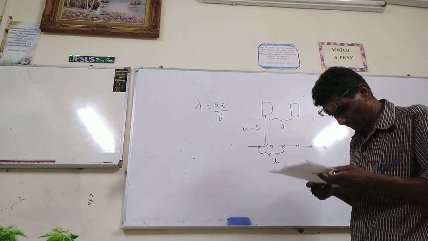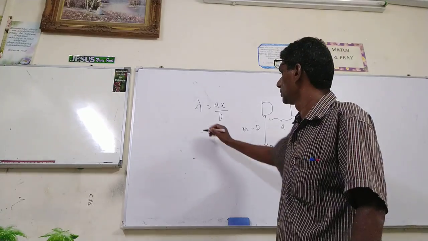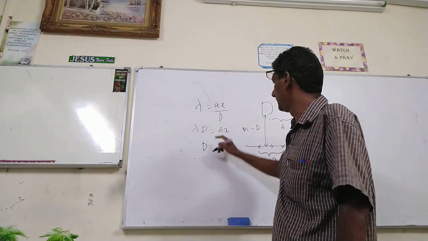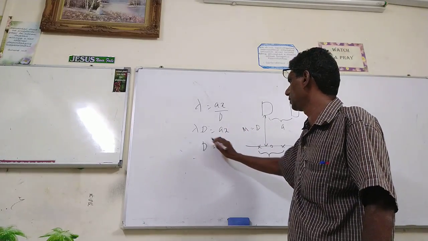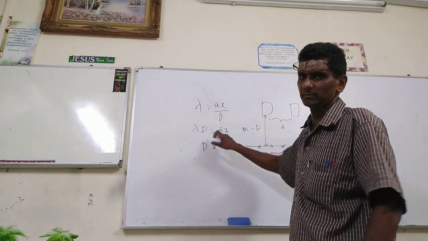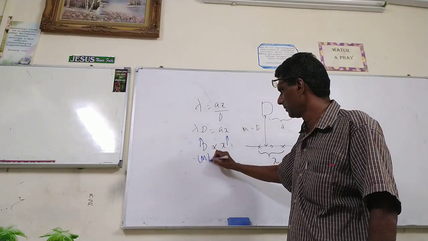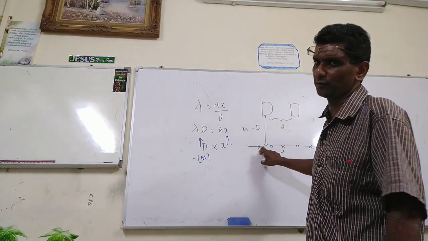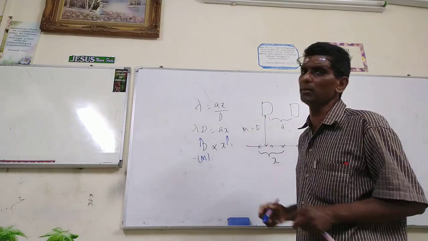So if the question asks when the distance between consecutive loud sounds X will increase, if we use this formula, this is how we must do the question: lambda D equals aX. D means M. Based on answer A, M is increased, so D increases. D is directly proportional to X. So D or M increases, X increases. So this is how we use the formula.